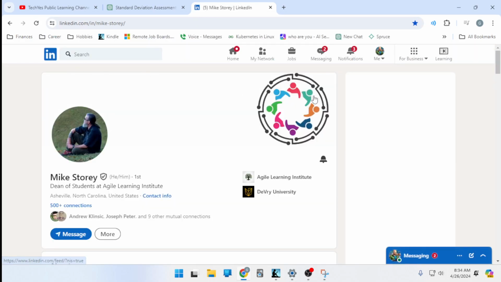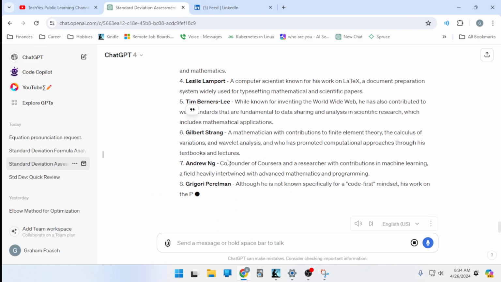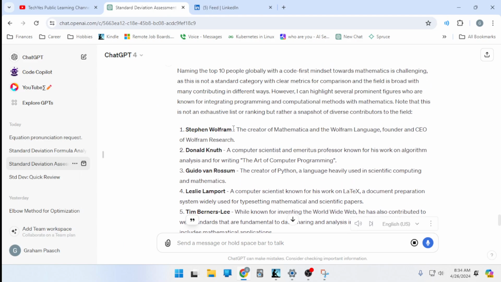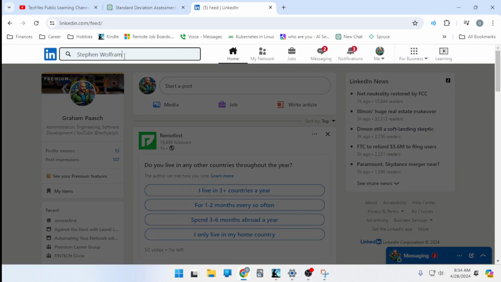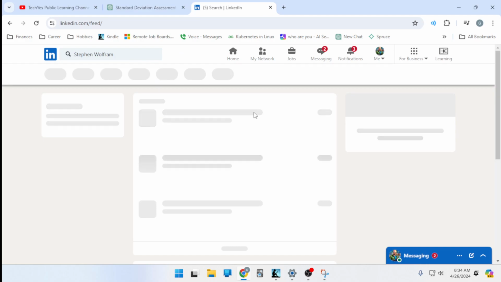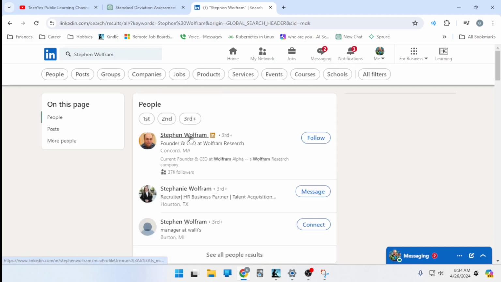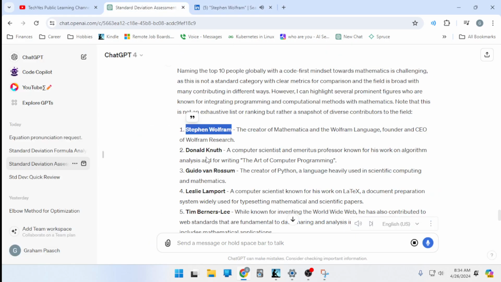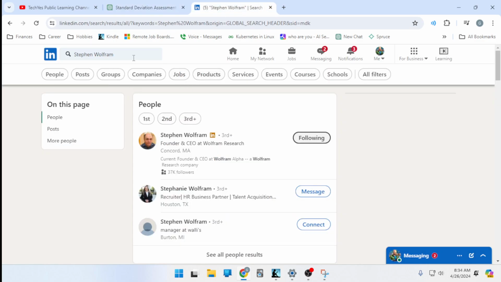Donald Knuth, a computer scientist and emeritus professor known for his work on algorithm analysis and for writing The Art of Computer Programming. Guido van Rossum, the creator of Python, a language heavily used in scientific computing and mathematics. Leslie Lamport, a computer scientist known for his work on LaTeX, a document preparation system widely used for typesetting mathematical and scientific papers. Tim Berners-Lee, well known for inventing the World Wide Web, he has also contributed to web standards that are fundamental to data sharing and analysis in scientific research, which includes mathematical applications.